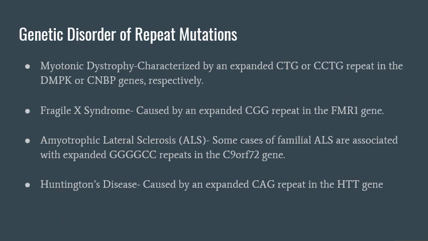So let's talk about some of the genetic disorders that are affiliated with repeat mutations. Myotonic dystrophy usually leads to weak muscles and myotonia, which is prolonged muscle contractions. Fragile X syndrome usually results in intellectual disabilities and behavioral challenges.